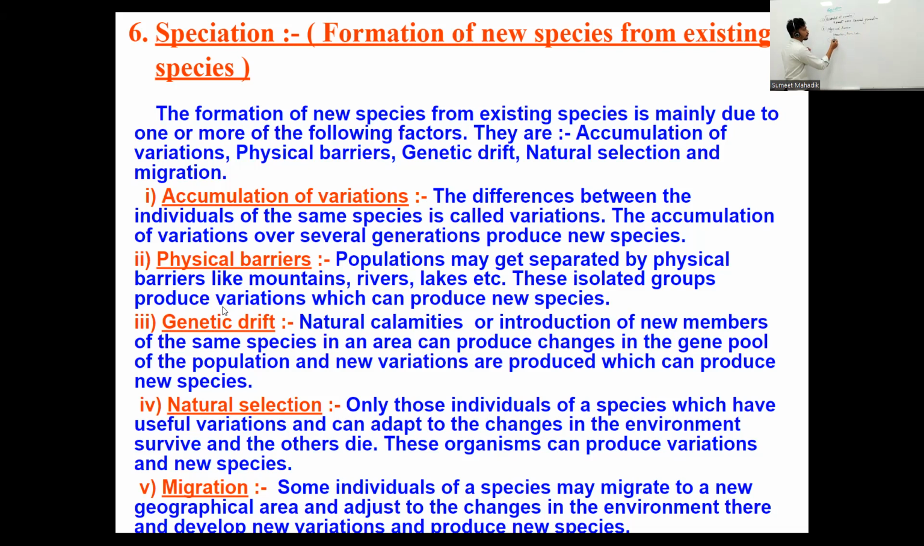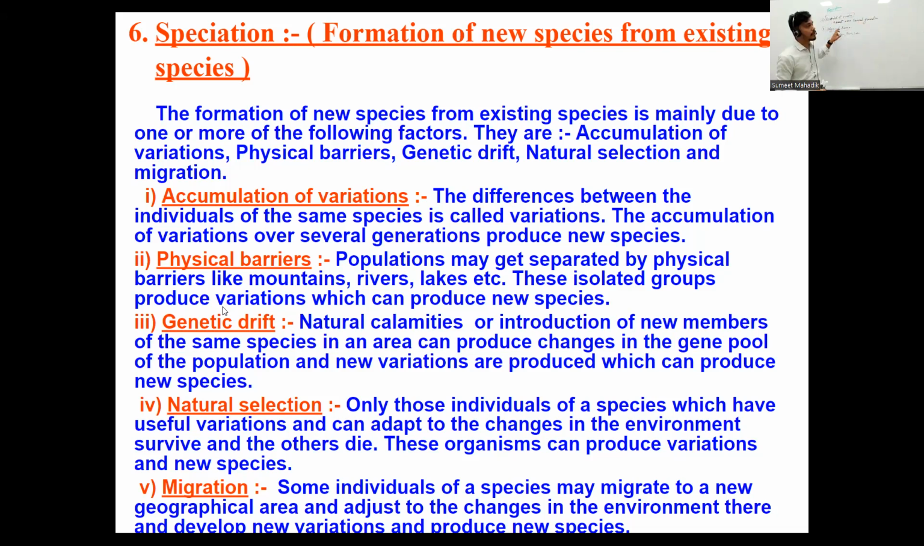For example, one species is staying here. All the mountain lines are there, and one species is here. So whatever resources are present here may not be present there. So this variation is quite different. Like isolated species, most of the tribal species are isolated ones. They are very far away from the city. They don't have as many resources as we have right now.